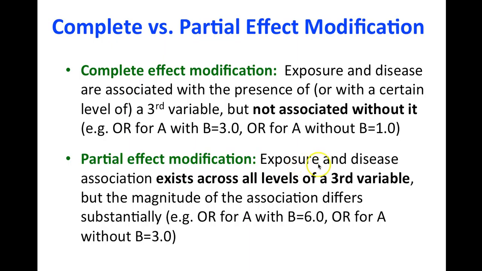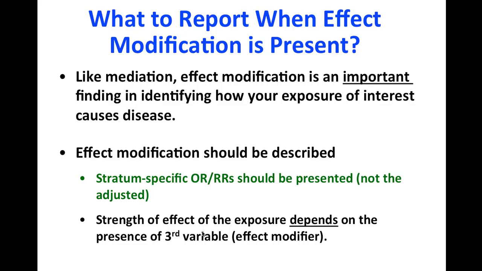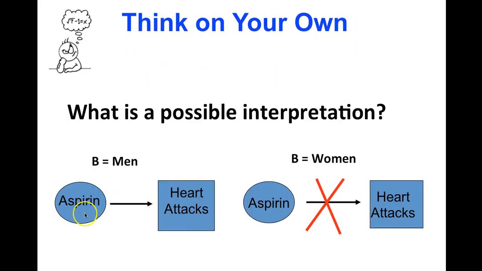There could be a partial effect modification, which means the exposure and disease association exists across all levels of a third variable, but the magnitude of the association differs. So for example, I could have aspirin being protective against heart attacks among men by, say, 0.03, but for women it's just 0.8. So 0.8 is less strong because it's closer to 1 than 0.03. 0.03 is really protective. It's further away from 1.